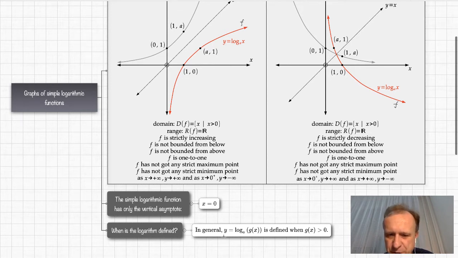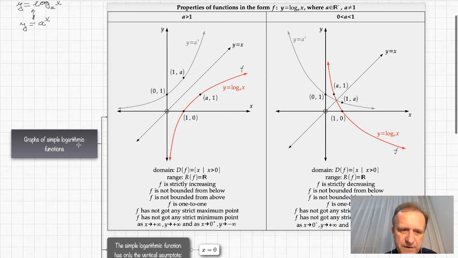Okay, so in general, when you have y equal to logarithm in base a of a different function g of x, this logarithm is defined only when g of x is positive. Since you can calculate logarithm only from positive numbers, then you have to require that g of x be positive in this equation here. Now, let me generalize a little bit. So these functions here were the simple logarithmic functions. This is the name that we assigned to them.